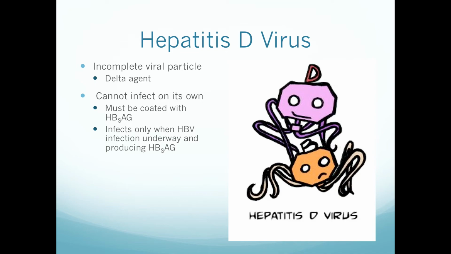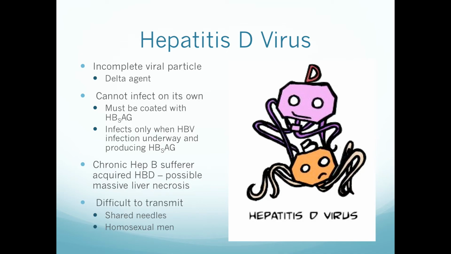It doesn't have its own surface coat. It has to borrow the surface coat from a Hep B. So that means somebody needs to be actively infected with hepatitis B in order to get a hepatitis D infection. So you see this more commonly when somebody has chronic hepatitis B. They can acquire then hepatitis D, and when that happens, there's a massive amount of necrosis, massive amount of tissue death from this. So this is more difficult to transmit because you need to have an active Hep B infection.